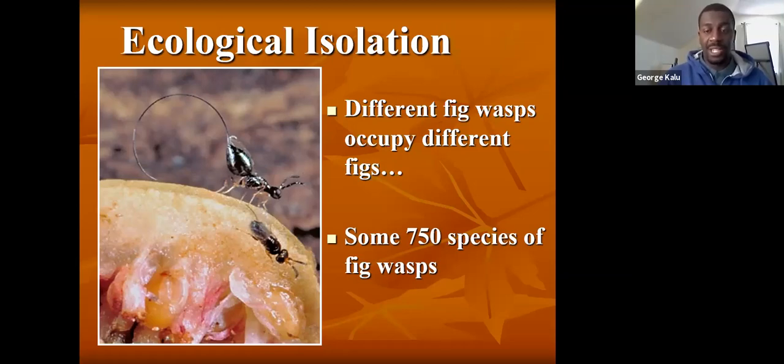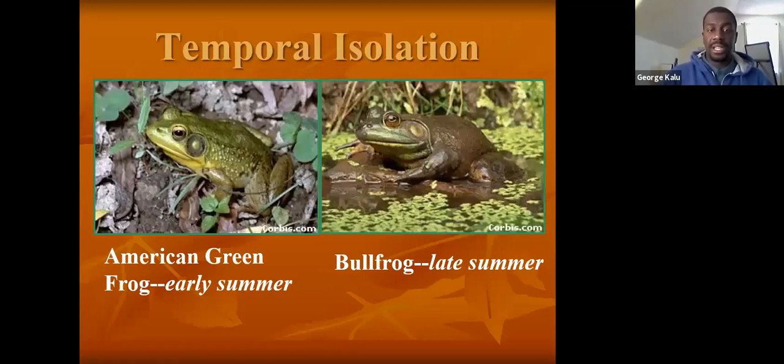The next one is temporal isolation, where you have differences in the timing of reproduction. For example, the American green frog and the bullfrog were once closely related. However, it got to a point where the American green frog would only mate and reproduce in the early summer, while the bullfrog would only mate and reproduce in the late summer. Their differences in when they would mate meant they never came into contact with one another, and eventually developed different traits and adaptations, which ultimately led to their different characteristics.